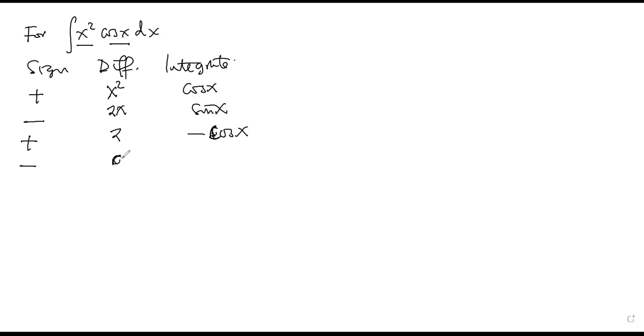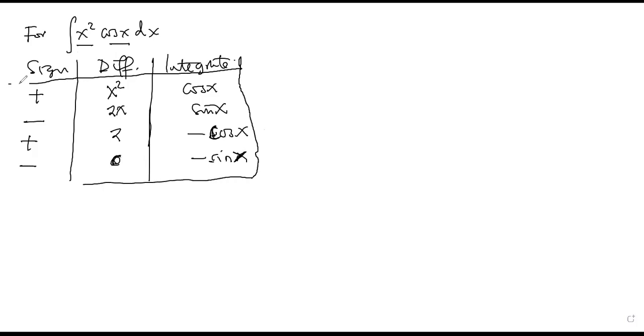And when this one becomes 0, here the integral will be negative sin x. Then now we match. We have to match. Remember, I told you, you match with the signs. Someone can use integration by parts directly, but I see this one as easier for me to execute. Yeah, because it is allowed.